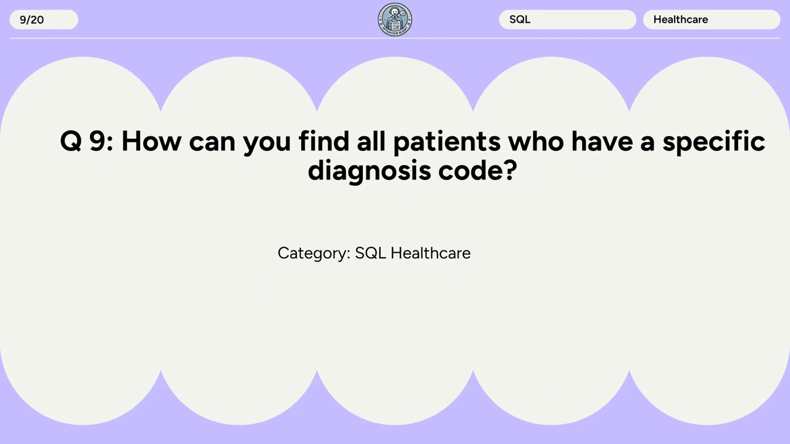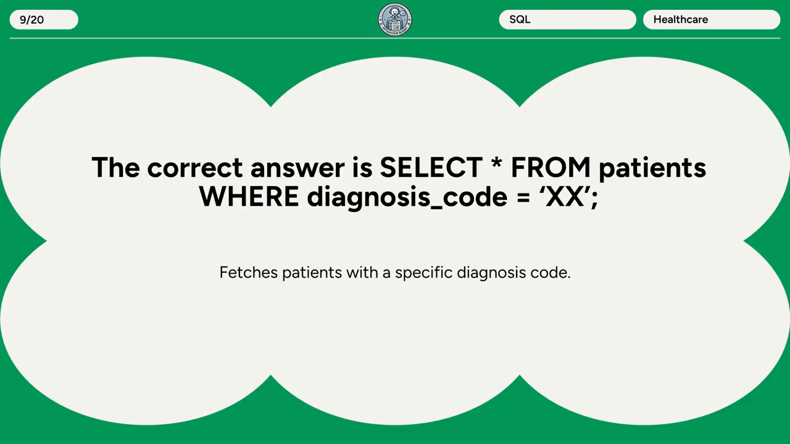Question 9. How can you find all patients who have a specific diagnosis code? The correct answer is: SELECT * FROM patients WHERE diagnosis_code = XX. Fetches patients with a specific diagnosis code.